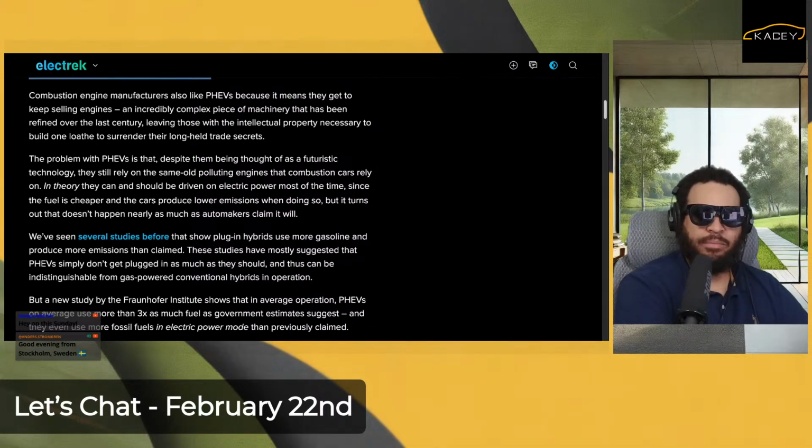Well, the problem with PHEVs is that despite them being thought of as futuristic technology, they still rely on the same old polluting engines that combustion cars rely on. Worse, they catch fire more for some reason.